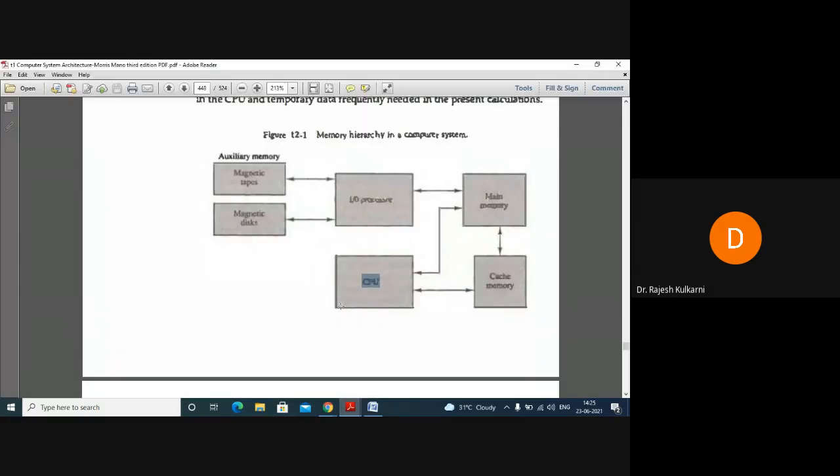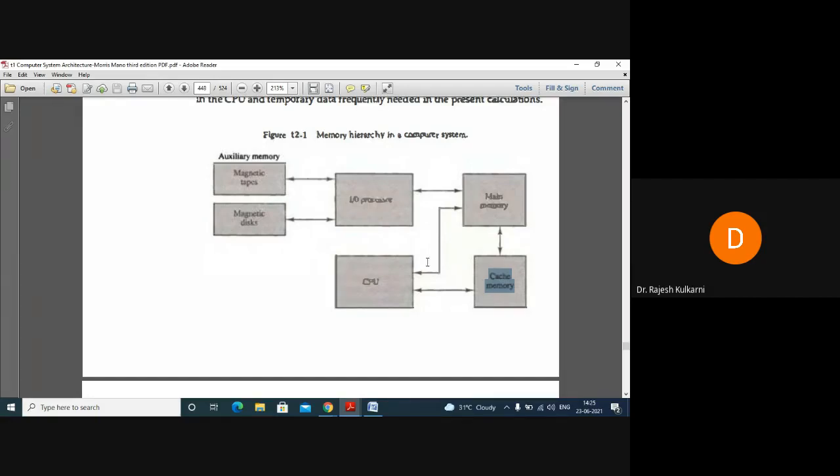Now, as you can see, because of this difference, many times the CPU may have to remain idle, waiting for the data and the instructions coming from the main memory. So instead of that, what modern computers use is something called cache memory, however you pronounce it. I'll pronounce it as cache memory.